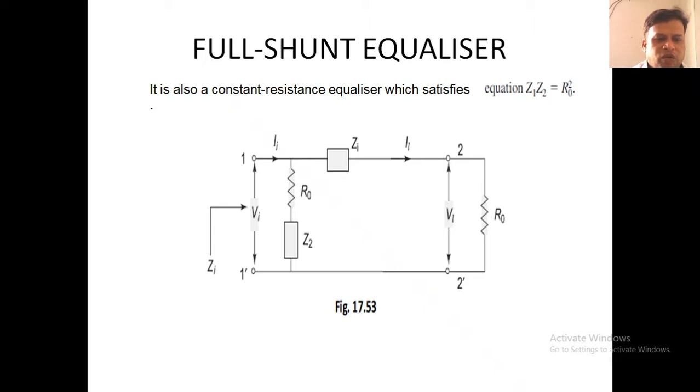By seeing this circuit, we can have a look that 1 dash is the port 1 and 2 dash is the port 2. By seeing these ports, we get the idea that the input impedance is Zi, Vi is the input voltage and I1 is the input current. R0 and Z2 are connected at the start of port 1 dash, and after that you have the impedance Zi, and R0 is connected as the load.